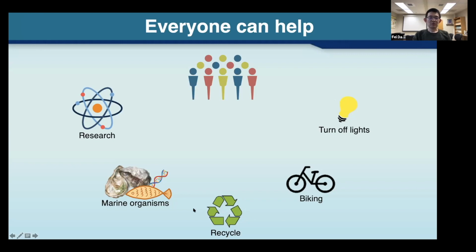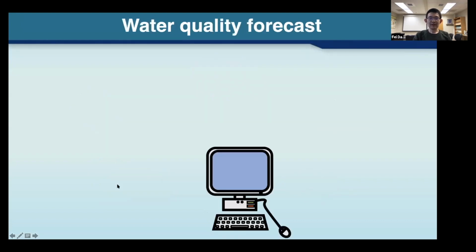For our group at VIMS, we are trying to understand more about acidification in the Chesapeake Bay. And in collaboration with another group, Dr. Emily Rivest's, we are trying to understand the impact of acidification on marine organisms, such as oysters in the Chesapeake Bay. One example of our group's work is to provide water quality forecasts using computer models.